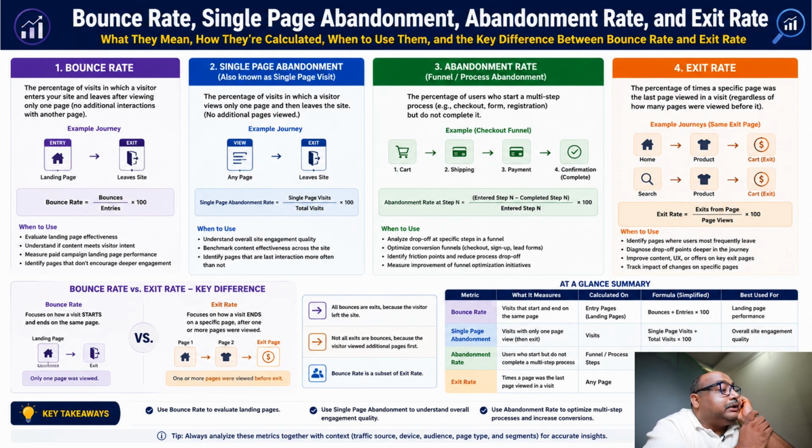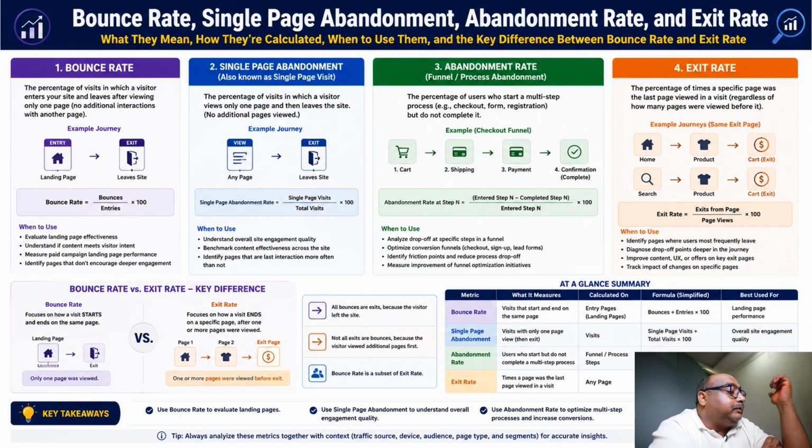Bounce rate is based on your entries, bounces by entries as a percentage. Single page abandonment rate is single page visits divided by total visits. Then abandonment rate at a particular step is people who entered that step minus people who completed that step, divided by people who entered that step, as a percentage. And exit rate means exits from a page divided by total page views of that page.